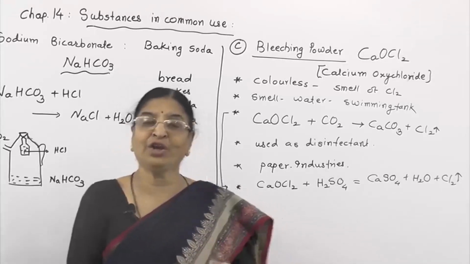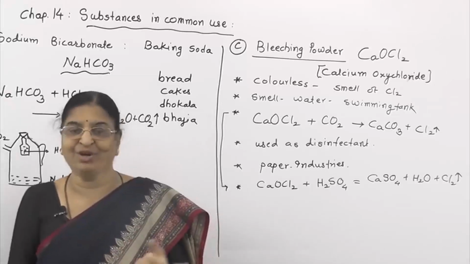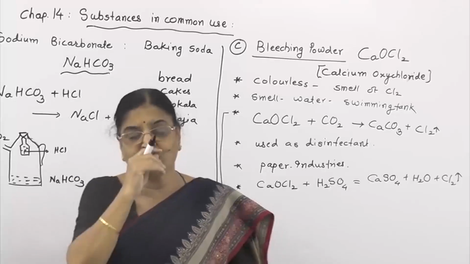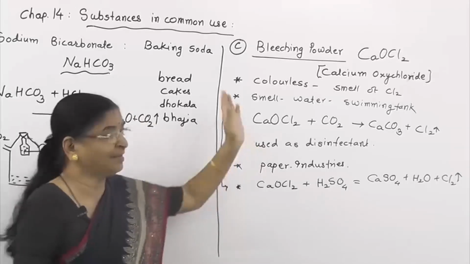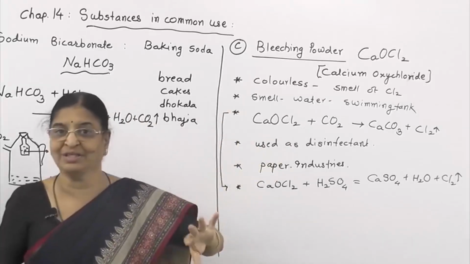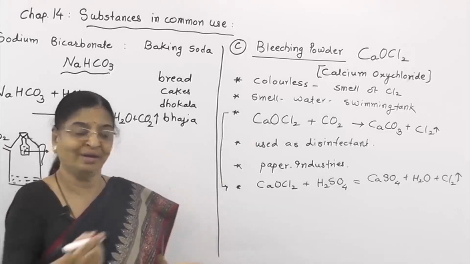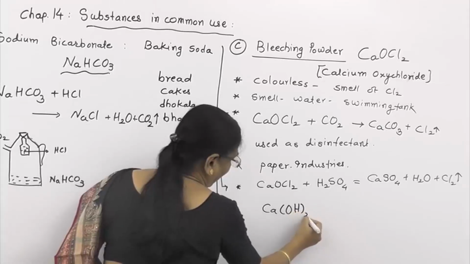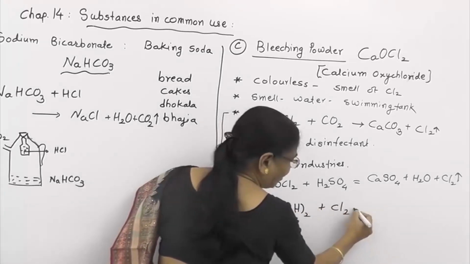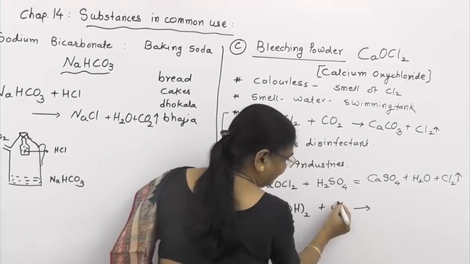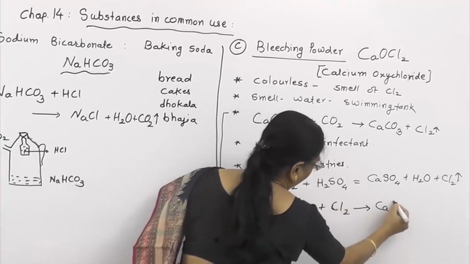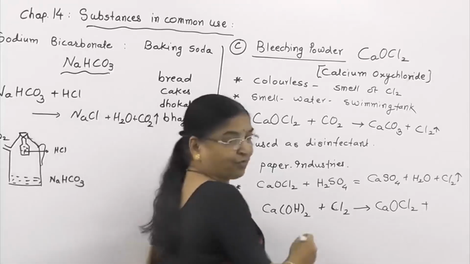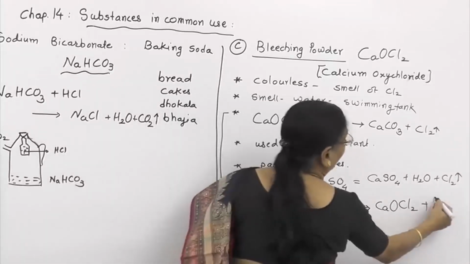Then why are we not using chlorine as a gas? Because gas is very difficult to handle and difficult to spread also. So what we do is turn this chlorine into a solid substance. How? By combination of Ca(OH)2. And Ca(OH)2 when treated with chlorine, you will get CaOCl2, that is bleaching powder, and then of course water is formed.